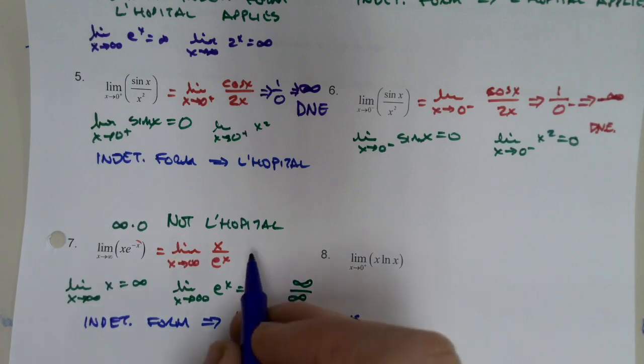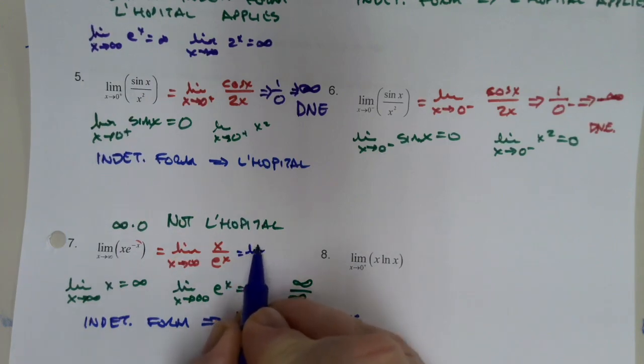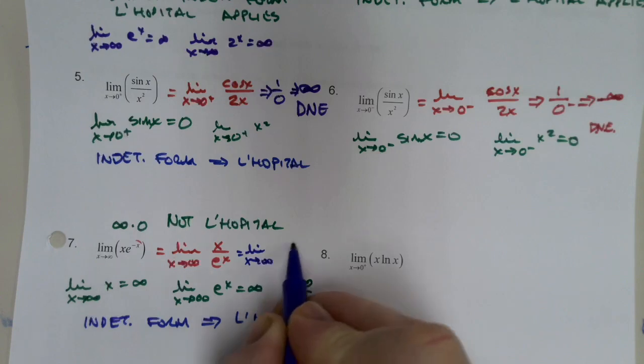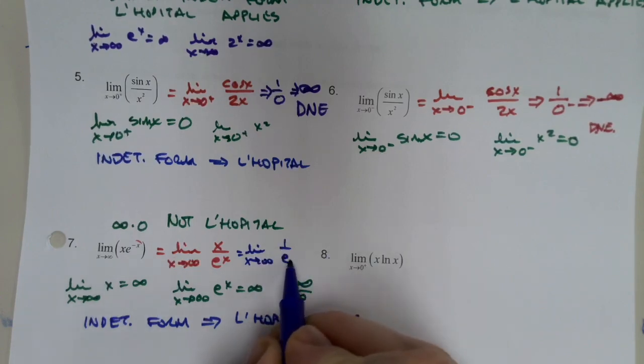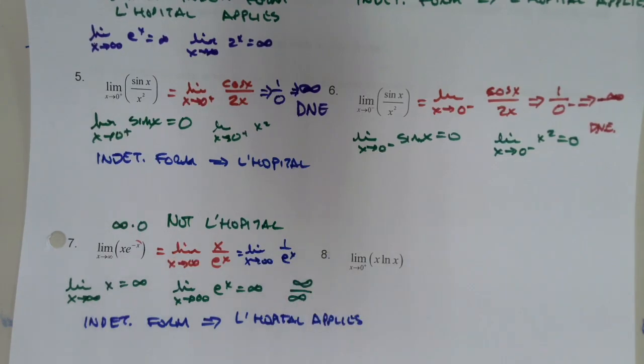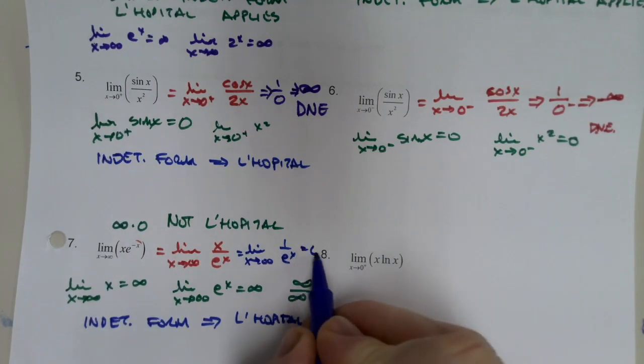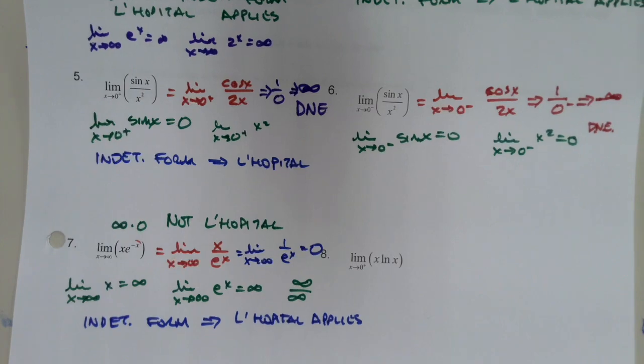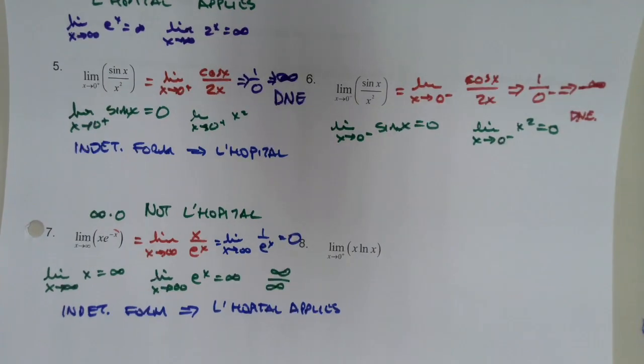So we can take the derivative of the numerator, and that's 1. The derivative of the denominator is e to the x. As x gets bigger and bigger and bigger, the denominator is going to get bigger and bigger and bigger, and this is going to approach 0. Let's take a look at our next one.